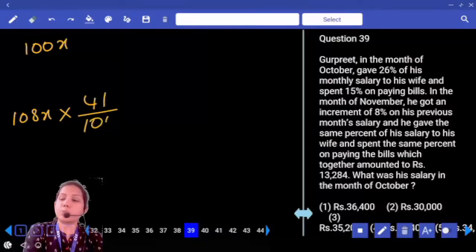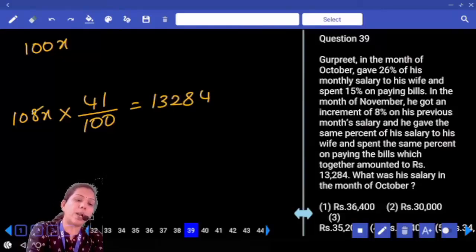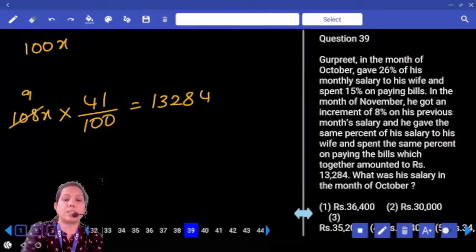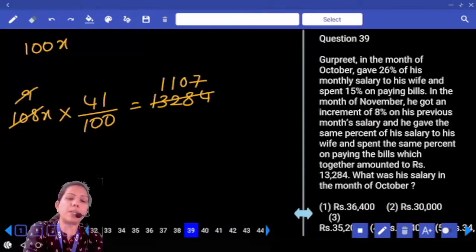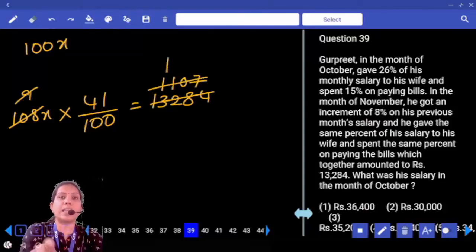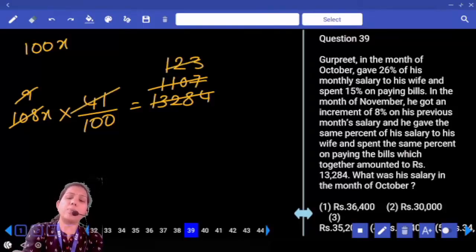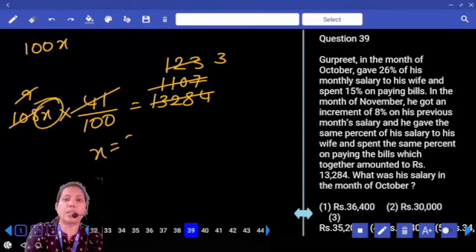41% were spent. That spending amount is equal to 13,284. Okay. 12 table exactly 9 times. 12 table cancellation, 12 ones and 12 ones and 0, 7. Not 7, 117. Okay. 9 table cancellation. 9 ones, 9 and remainder 9 twos. Next 9, 3s. 41 exactly how many times? 3 times. So finally we conclude that x is equal to 300.